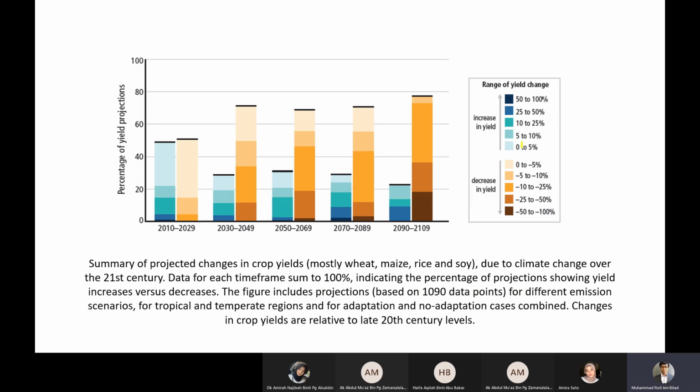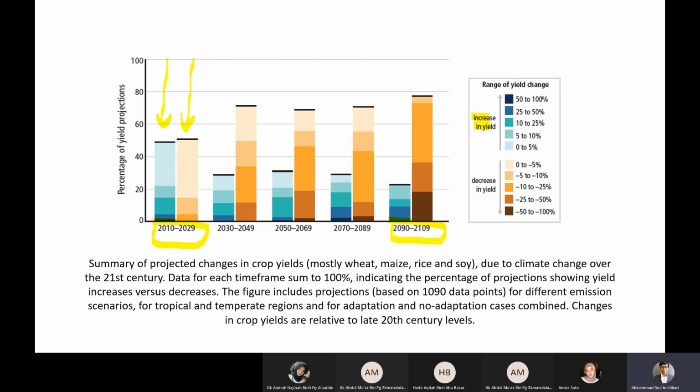This is in terms of yield production. What will be the projection? The projection is from 2010 until 2100, so it's about 100 years. When I learned this one, I didn't really get what it meant. You'll see two things. This is the increase of yield, basically the first bar, and the other side is the decrease of yield. How come we get some increase and some decrease?